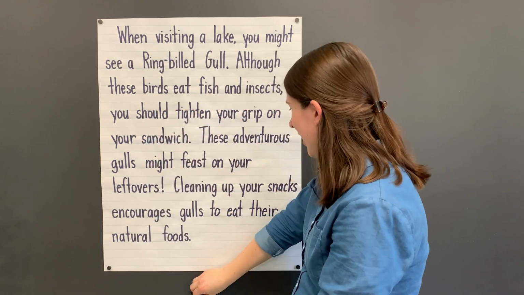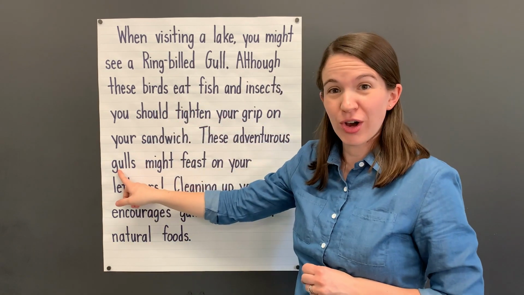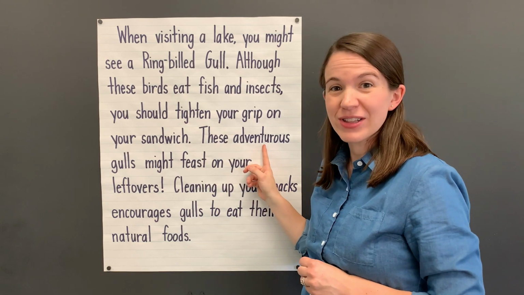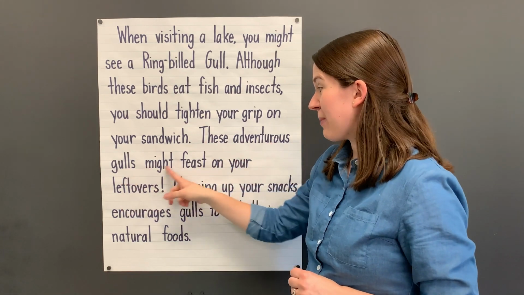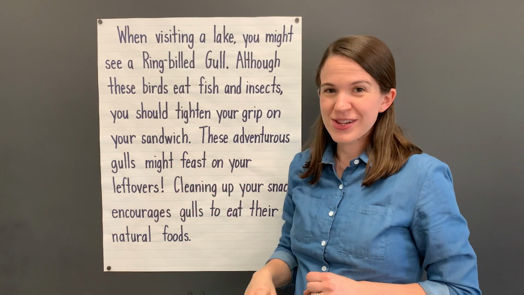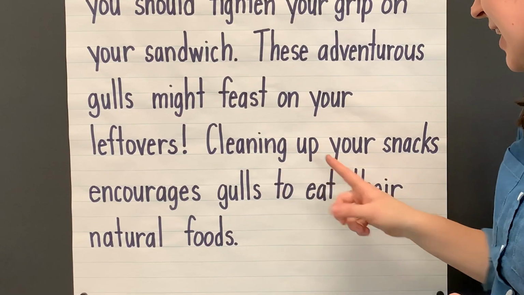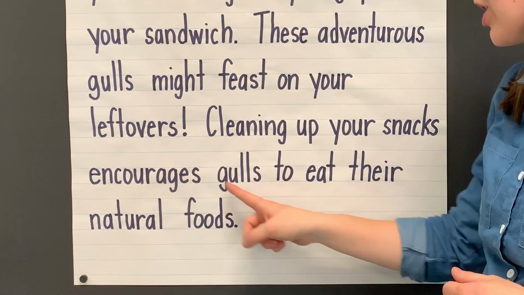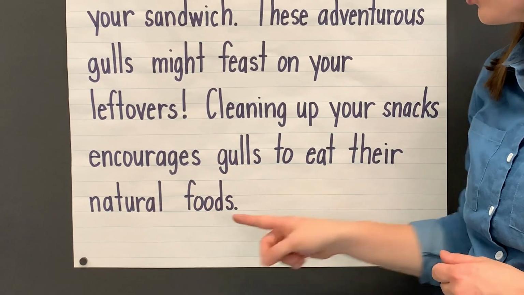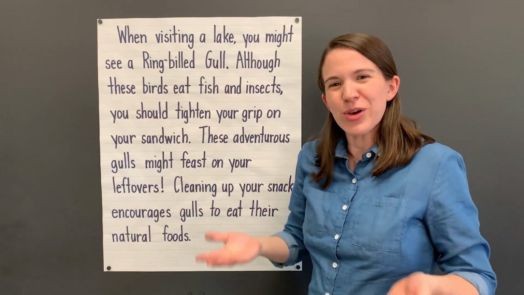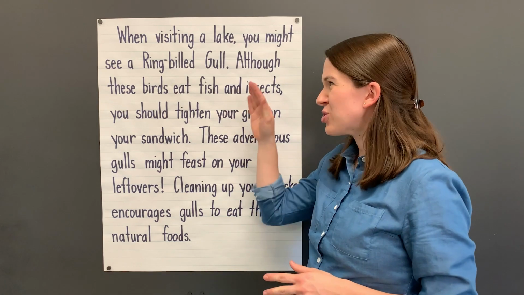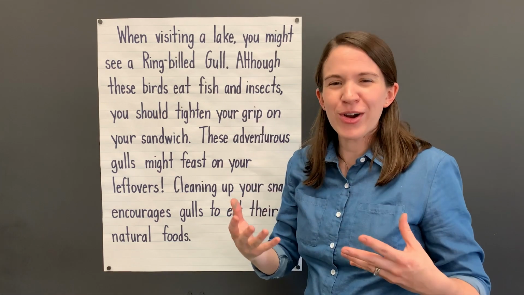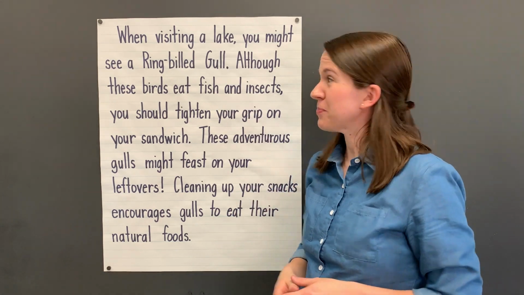So this word in the sentence describes the gulls. It says that they have a lot of adventures. These adventurous gulls might feast on your leftovers. Let's finish this off. Cleaning up your snacks encourages gulls to eat their natural foods. Now that we've read this and found words with suffixes that we know, let's read it again so that we better understand what it is we just read.